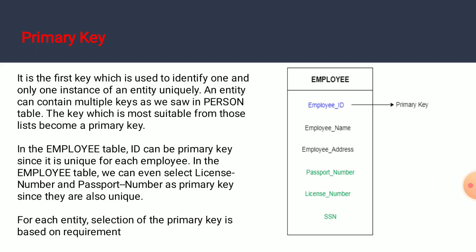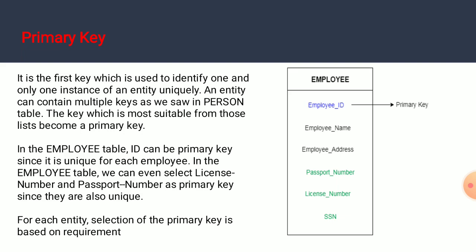Now the primary key. If we generate many candidate keys to represent our record uniquely, then from this set of candidate keys, as a database designer, I select any one candidate key, and that is known as the primary key. It is the first key which is used to identify one and only one instance of an entity uniquely. An entity can contain multiple keys.